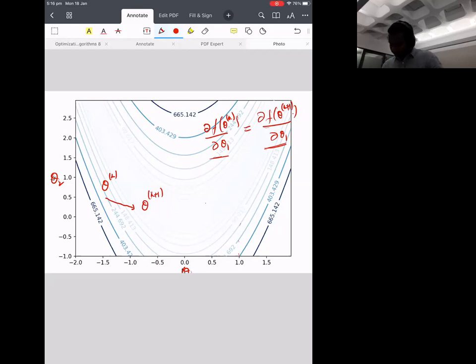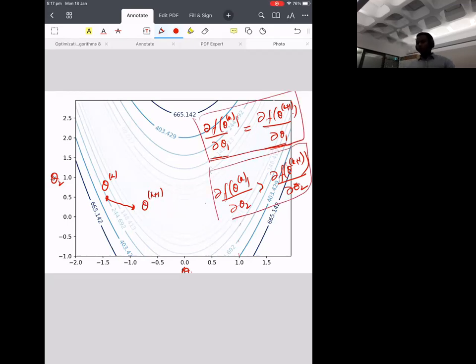Whereas theta 2 is higher than k plus 1 theta 2. Okay, suppose this transition from this move is such that these two hold. This is one thing and this is another thing. So about one parameter we learned and the other parameter we didn't learn much.